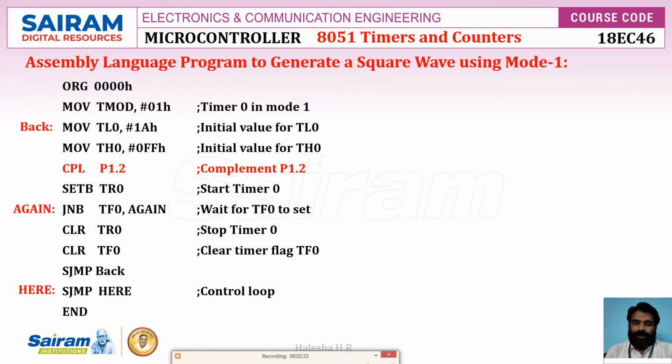This is similar for all the programs. In the question, they may change the frequency. So based on the frequency, we need to find the initial value to be loaded into TL0 and TH0, and they may change the pin number. Except that, the program is the same.